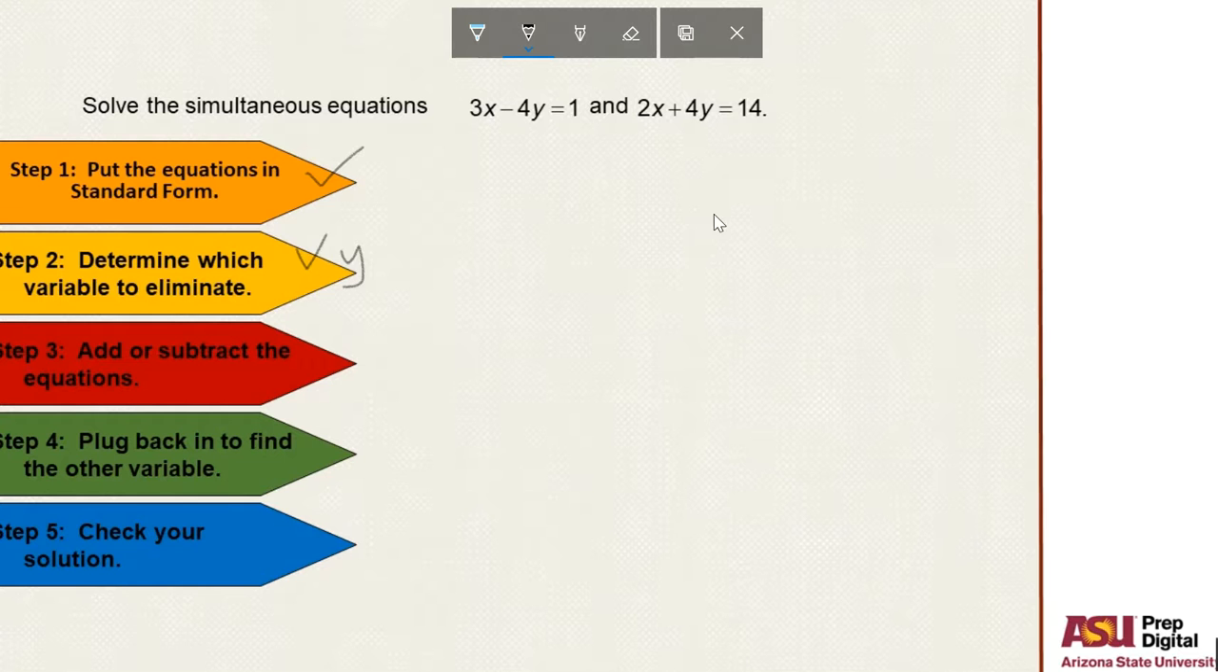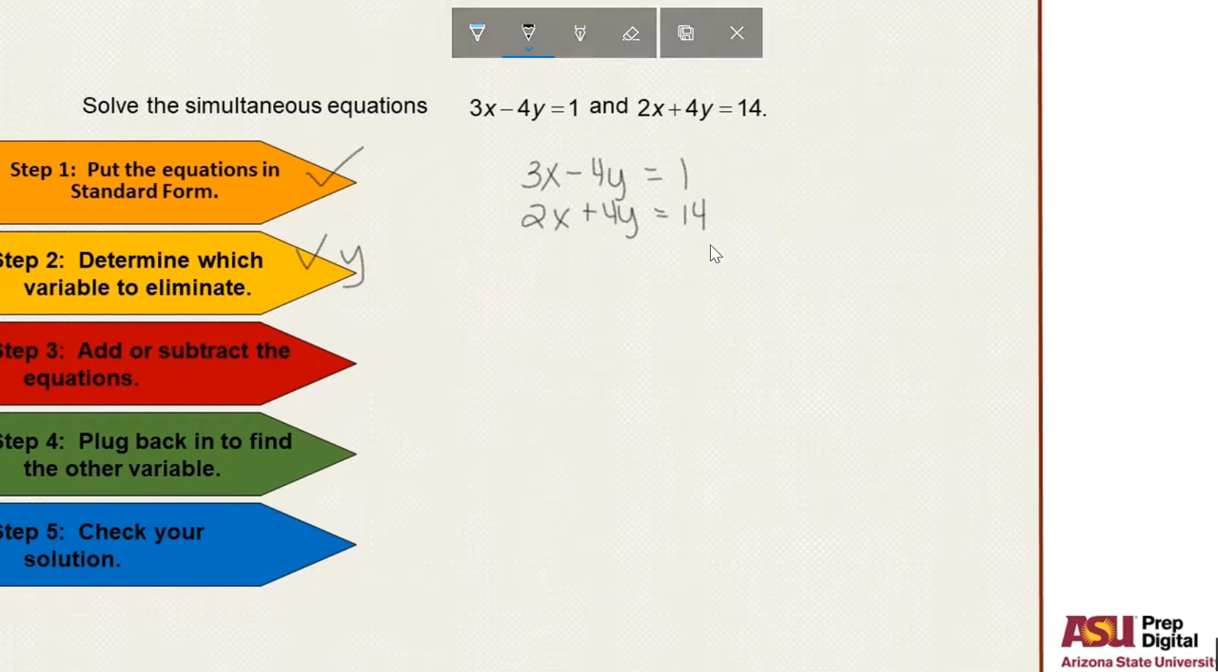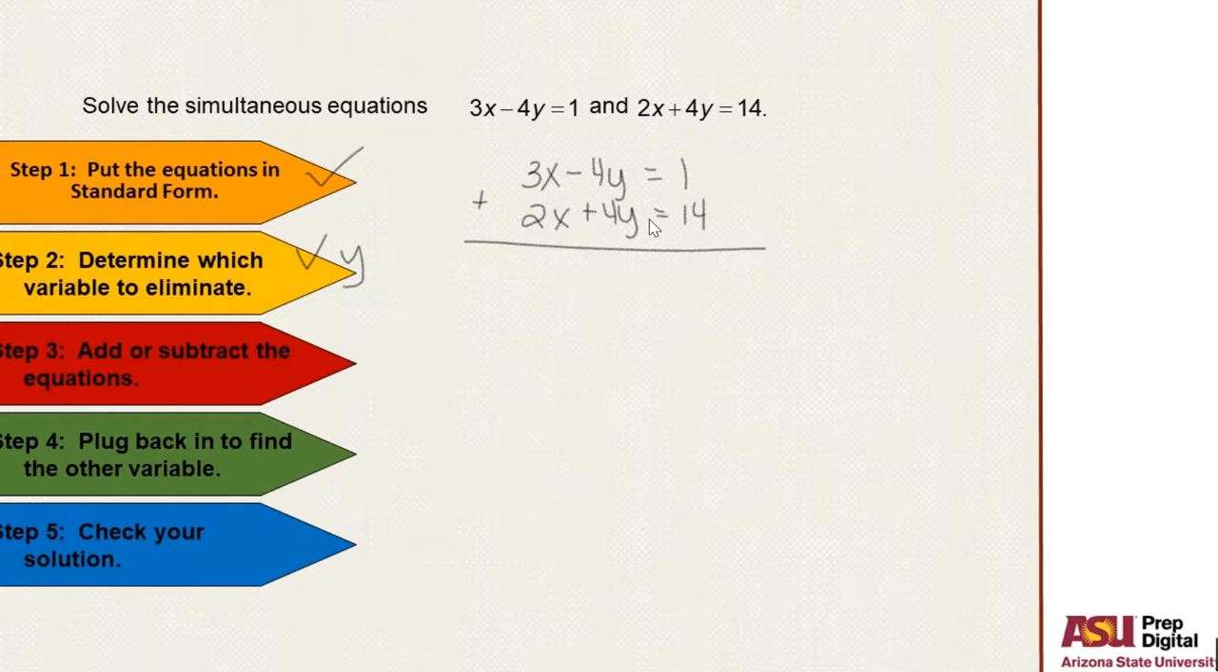I like to write these vertically, so I'm going to rewrite them now. So I have 3x minus 4y is equal to 1, and then I have 2x plus 4y is equal to 14. Now, just like traditional addition or subtraction, we can combine everything as long as we combine our like terms correctly. So I'm going to actually add up these two equations.